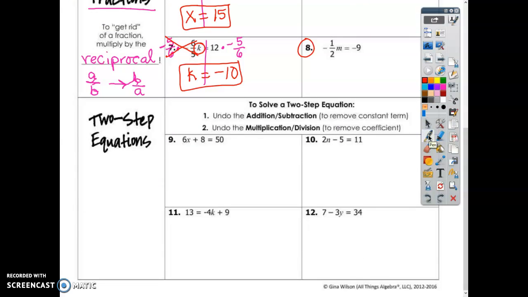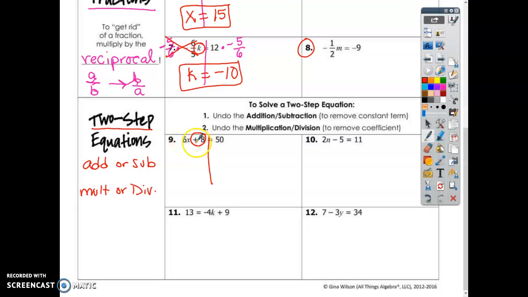On these, I'm going to do 2 and you're going to do 2. This is 2-step equations. When you have 2 steps, first you do addition or subtraction, and then you do multiplication or division. Why? Because you are trying to get that x by itself. So you need to move this away first and then get rid of that 6.